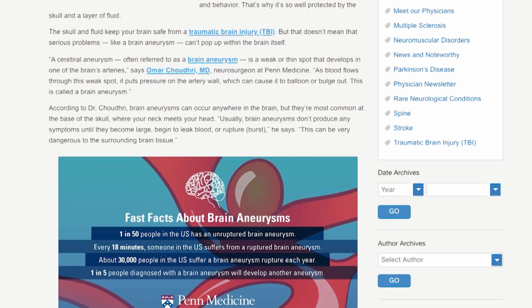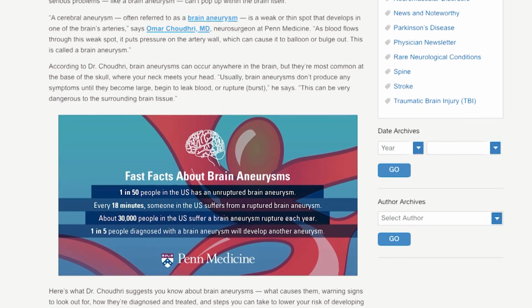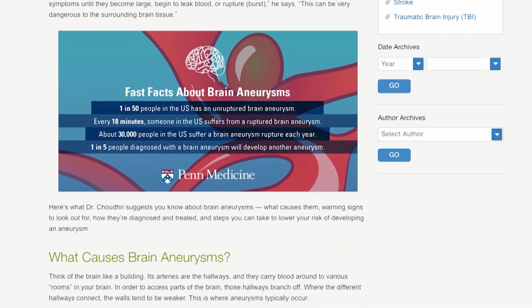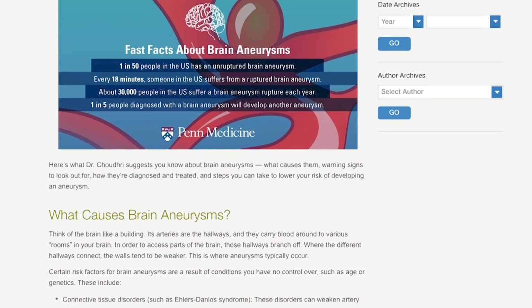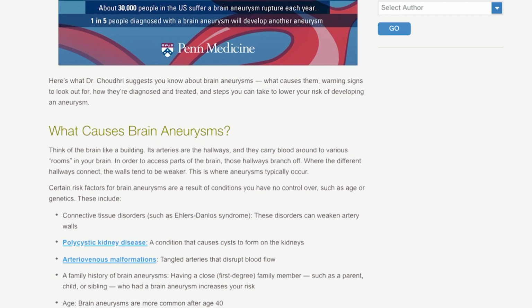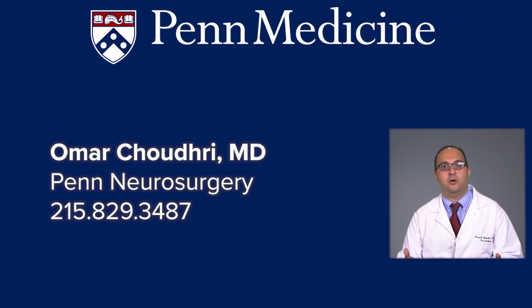Penn Cerebrovascular Center is equipped with offering all the latest treatment options and really having discussions with patients regarding what having a brain aneurysm means and what's the risk of its rupture. We also have a brain aneurysm support group, which includes patients who've had prior brain aneurysms treated, both ruptured and unruptured, who can share experiences with patients.